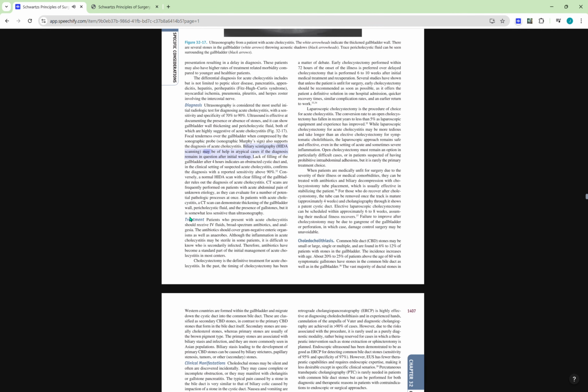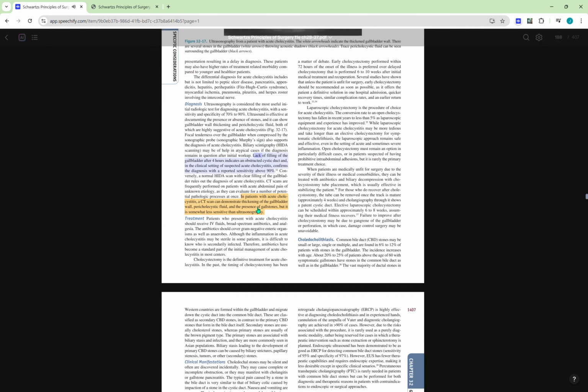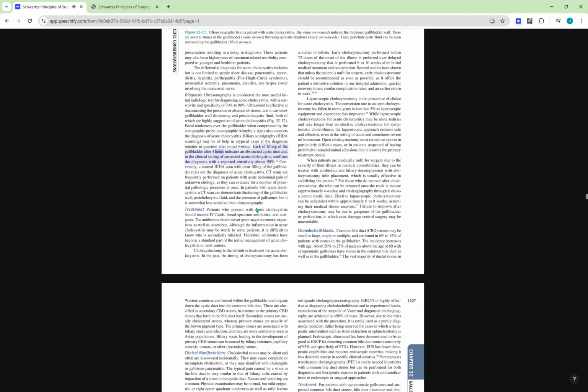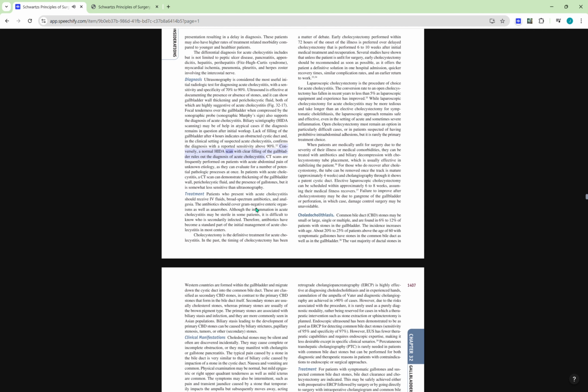Biliary scintigraphy may be of help in atypical cases if the diagnosis remains in question after initial workup. Lack of filling of the gallbladder after hours indicates an obstructed cystic duct and, in the clinical setting of suspected acute cholecystitis, confirms the diagnosis with a high reported sensitivity. Conversely, a normal HIDA scan with clear filling of the gallbladder rules out the diagnosis of acute cholecystitis.